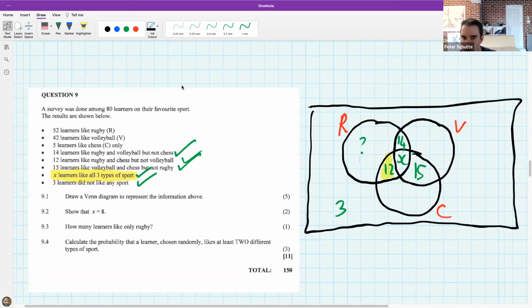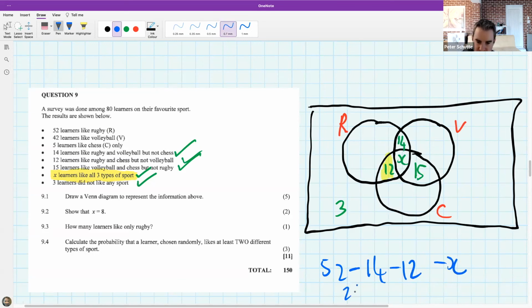What do we know about rugby? There are 52 learners that, oh, Elichle, let's go to you. What do you think we need to do? I think that we should minus the 14, the 12, and the X from 52. Exactly. So to work out the region, we go 52 minus 14 minus 12 minus X, which is just going to be 52 minus 26. So 26 minus X.